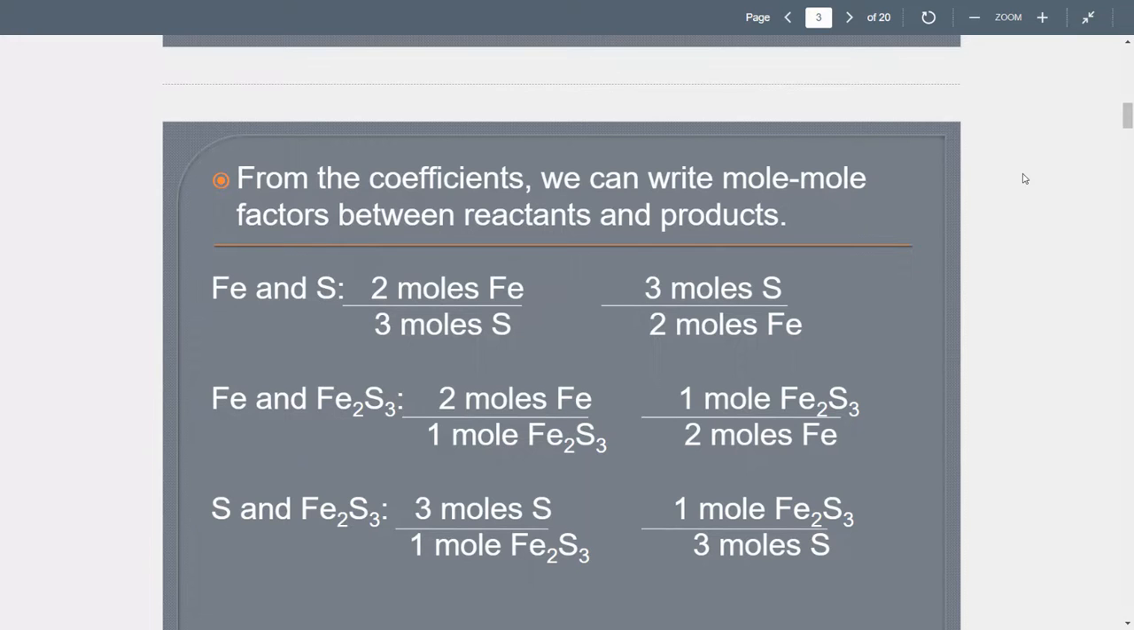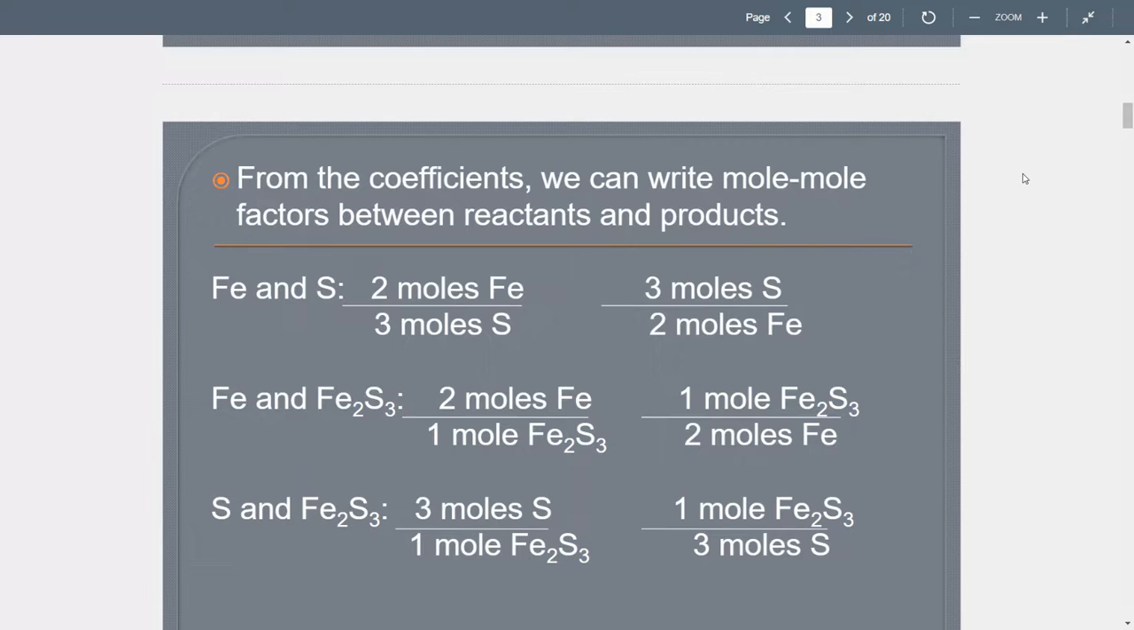So if I wanted to compare iron and iron 3 sulfide, again, I can get 2 mole ratios out of that. I can have iron on top and iron 3 sulfide on the bottom, and that's a 2 to 1 ratio. Or the flip of that is 1 mole iron 3 sulfide and 2 moles of iron. And again, those numbers 2 and 1 are coming right from your balanced equation.